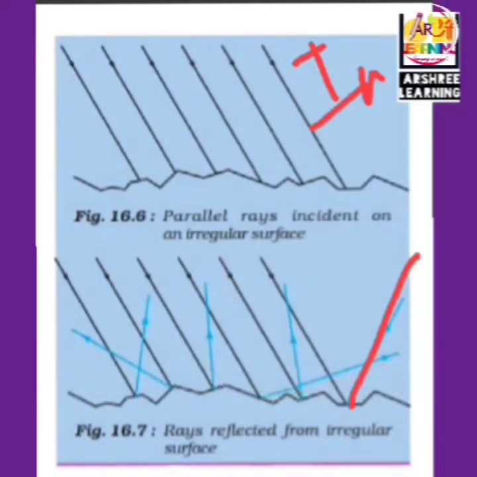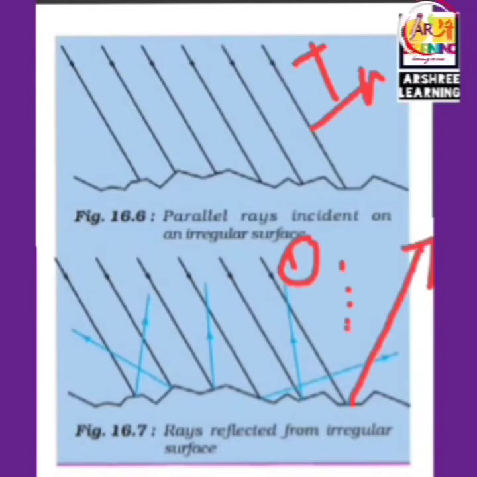Why does this happen? Let's take the first image, the first ray of light as ray 1. When this ray of light falls on the surface, it is reflected at this angle, because if at the point we draw a normal, the angle of incidence is equal to the angle of reflection, because the surface is at a particular angle.